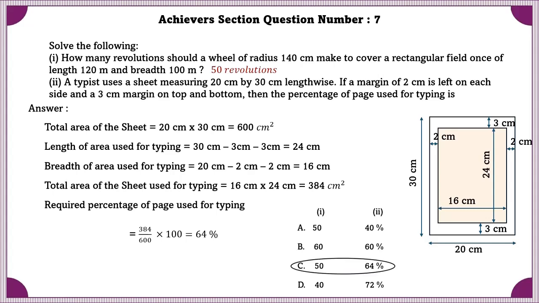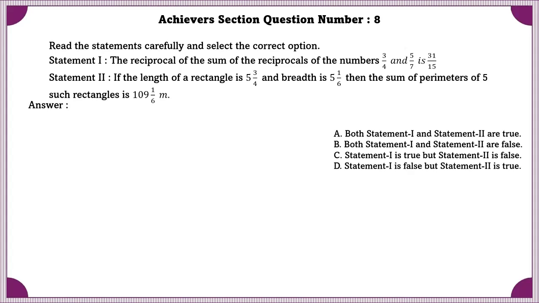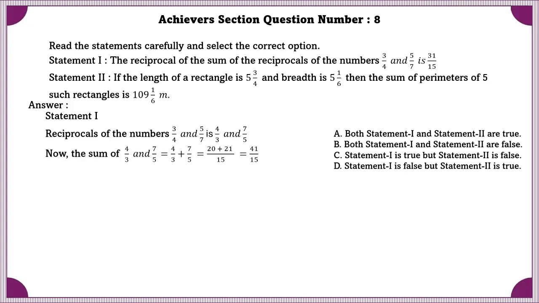Achiever section question number 8. Read the statements carefully and select the correct options. Statement 1. The reciprocal of sum of reciprocals of number 3 by 4 and 5 by 7 is 31 by 15. Reciprocal of the numbers 3 by 4 and 5 by 7 is equal to 4 by 3 and 7 by 5 respectively. Now, the sum of 4 by 3 and 7 by 5 is 41 by 15. The reciprocal of 41 by 15 is 15 by 41, not 31 by 15. So statement 1 is false.